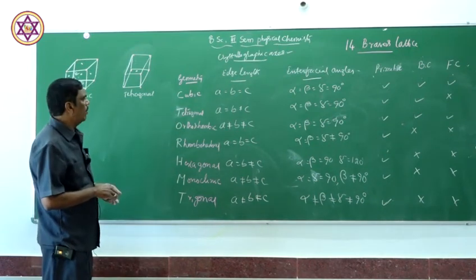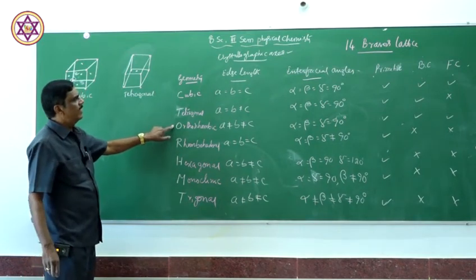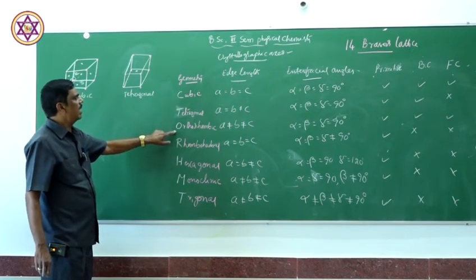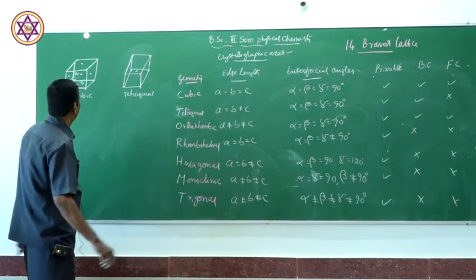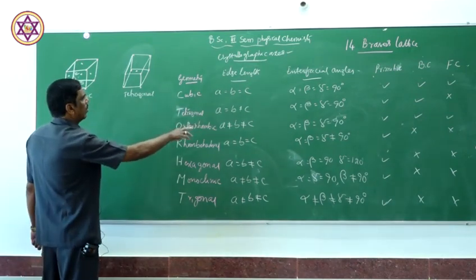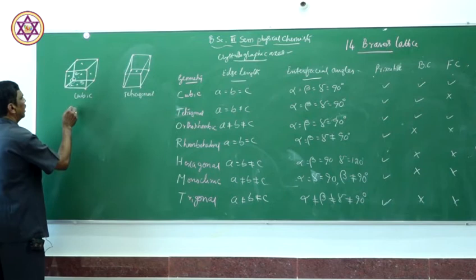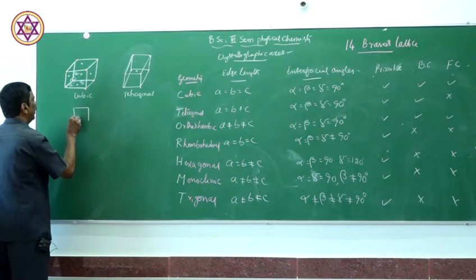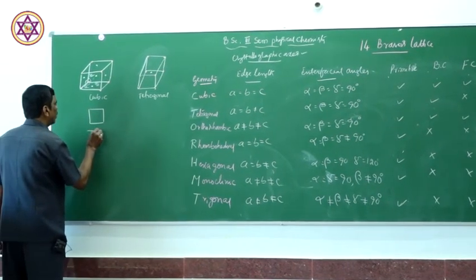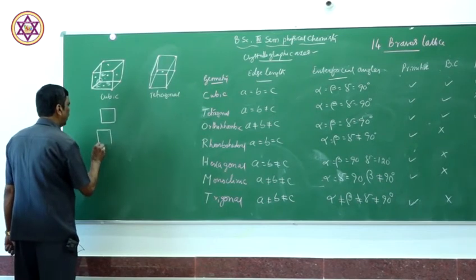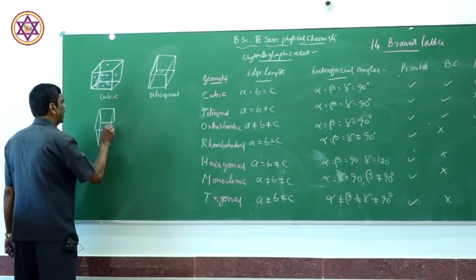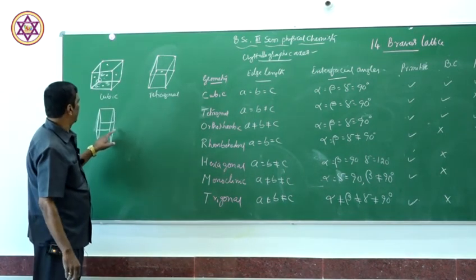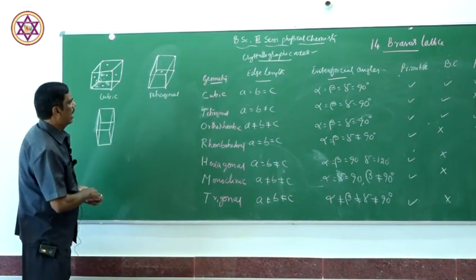In case of orthorhombic, all the 4 types of Bravais lattice are there. a ≠ b ≠ c, and alpha = beta = gamma = 90. See this, a ≠ b ≠ c, and alpha = beta = gamma = 90. So this is orthorhombic.